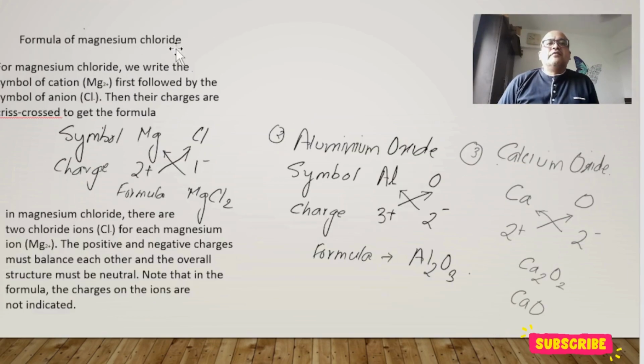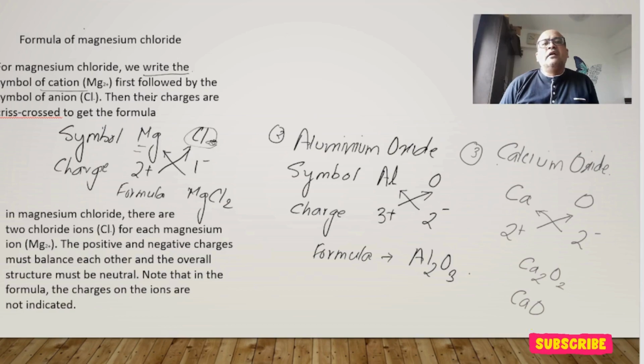Let's see the formula for magnesium chloride, how to write down the formula for magnesium chloride. Okay. Now what we see here is that for magnesium chloride, we write the symbols, that is, magnesium first, followed by the symbol of the anion, that is the chloride. Okay, that we write down.